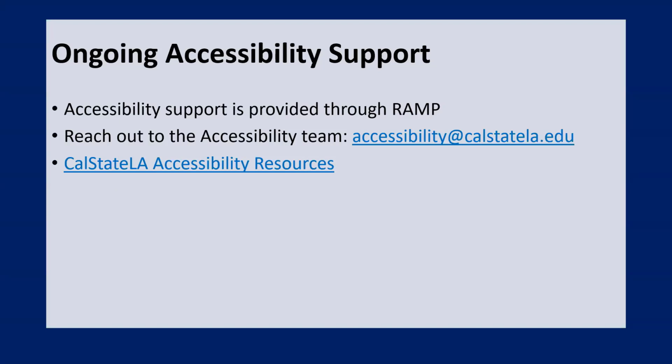There's always going to be ongoing accessibility support from the accessibility team. A portion of it is provided through the RAMP process directly with myself. But you can also always reach out to the accessibility team through accessibility@calstatela.edu. Along with that, you can head to calstatela.edu/accessibility, and there you'll find resources on web accessibility and accessibility for other websites and materials.